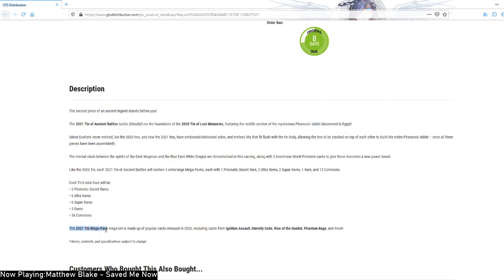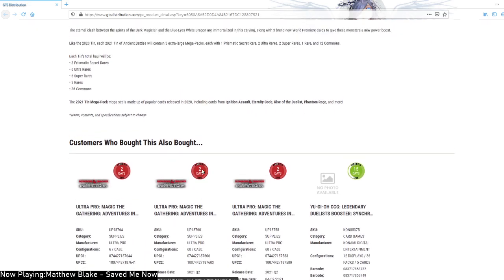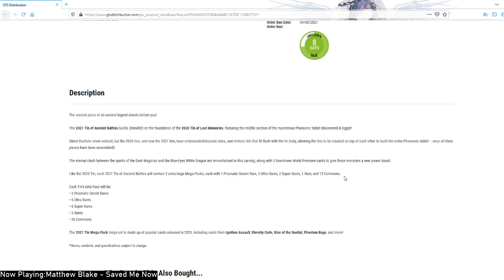The 2021 tin mega pack set is made up of popular cards released in 2020, including cards from Ignition Assault, Mediocre Set, Eternity Code, Rise of the Duelist, Mediocre Set, although a lot of people overhype it, Phantom Rage and more. So, here's the fun part. Where are the promos? There's, once again, no promos. That's right. So, you're once again fully RNG mode, even getting anything valuable.